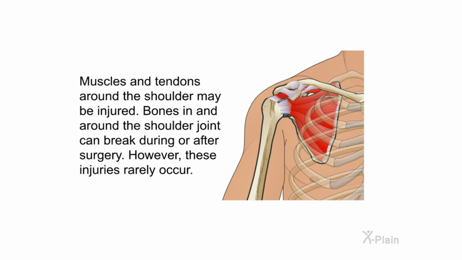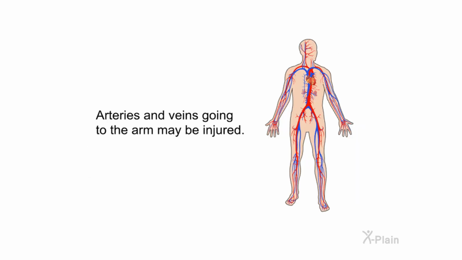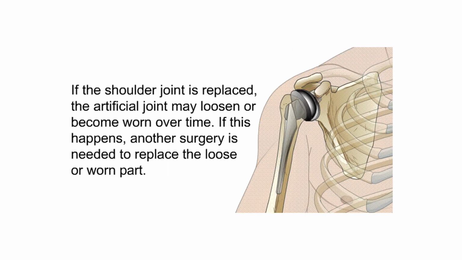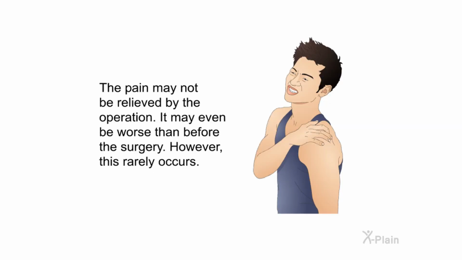Muscles and tendons around the shoulder may be injured. Bones in and around the shoulder joint can break during or after surgery. However, these injuries rarely occur. Arteries and veins going to the arm may be injured. Nerves going to the arm may also be injured with arm weakness or decreased sensation. If the shoulder joint is replaced, the artificial joint may loosen or become worn over time. If this happens, another surgery is needed to replace the loose or worn part. The pain may not be relieved by the operation. It may even be worse than before the surgery. However, this rarely occurs.